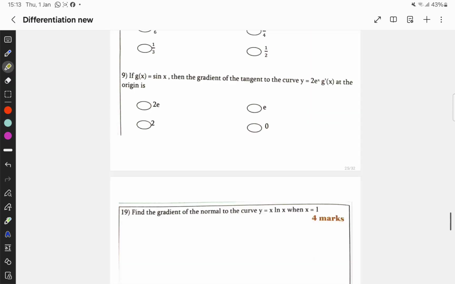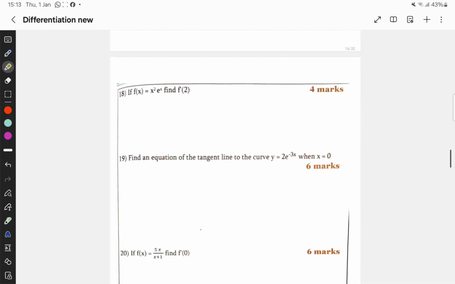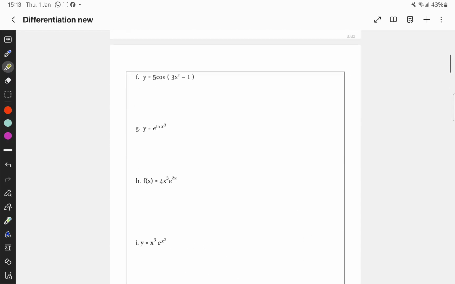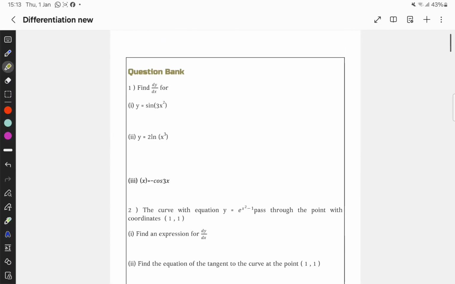Now, we'll go back to our questions to know how to use those rules. First of all, you need to read the question very well to decide which rule you need to start with. What is the differentiation? It's dy over dx. It's y dash. It's f dash. It's the gradient. Okay, what is the difference between the gradient and dy over dx? The gradient is dy over dx at a specific point. And that gradient always represents the gradient of the tangent.